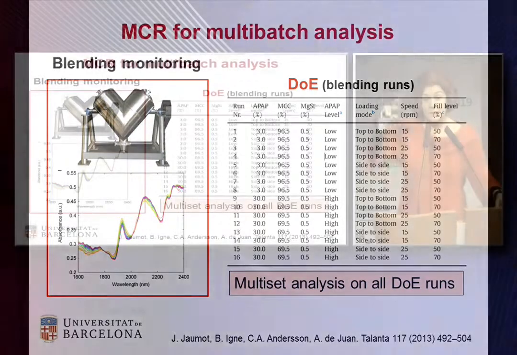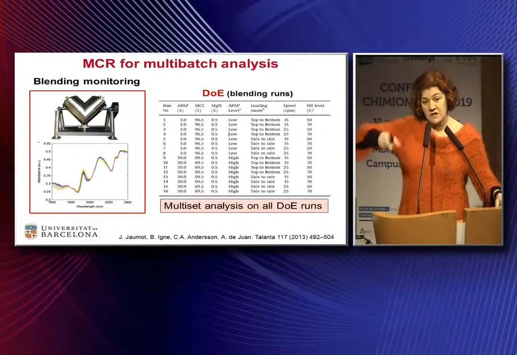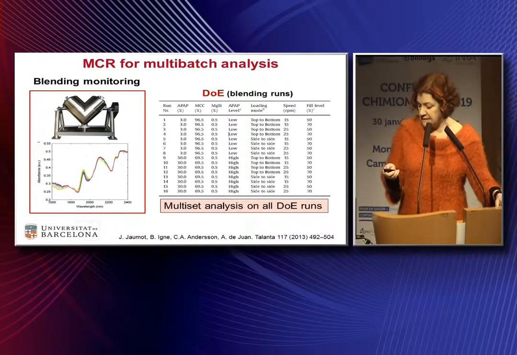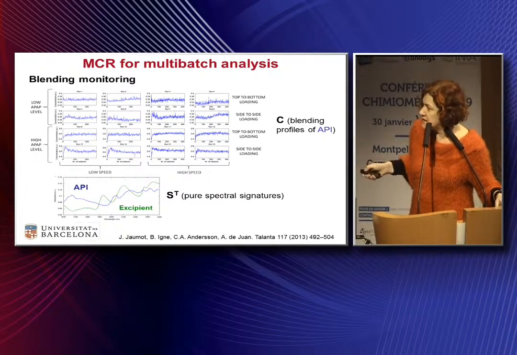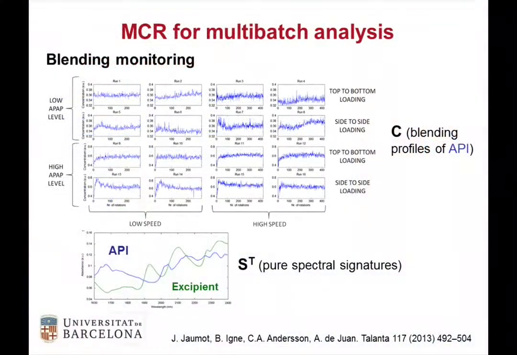Of course, every time you do one of these runs, you collect a series of spectra, and you can work with all of them together in the same kind of structure that I mentioned before. The result, in this case, is a single set of spectral signatures, the API and excipient. Here I only plotted the concentration profile for the API because it was the critical component. We can see, when we change the different factors at different levels, how these blending profiles evolve, and then decide what is the best option for our blending.